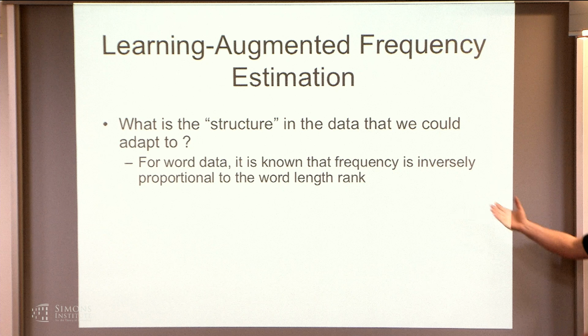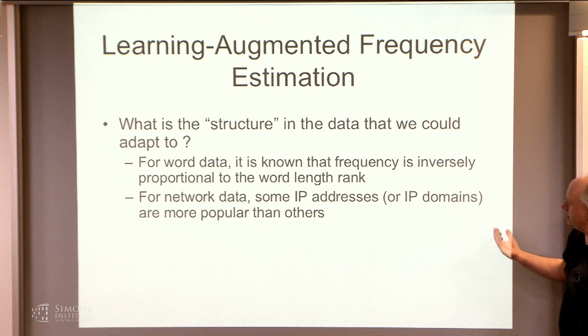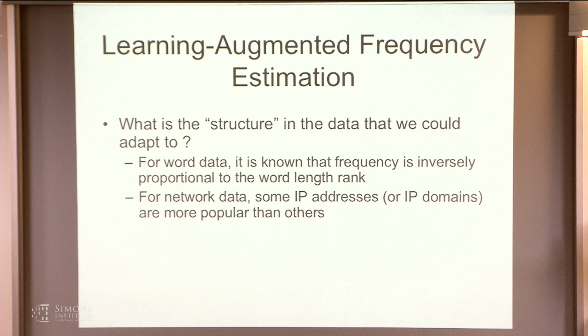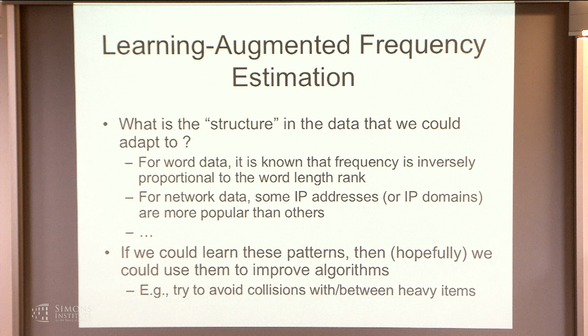Similarly, for network data, some IP addresses are more popular than others, and this is a pattern that can hold for a longer amount of time. And if it's not individual IP addresses, then IP domains. Some IP domains might be very busy because they serve lots of traffic. So there is definitely some structure, and if we could learn the structure, then there is a hope that we could use it to improve the algorithms.